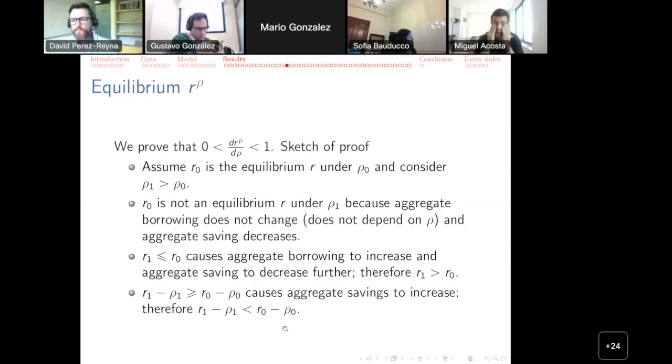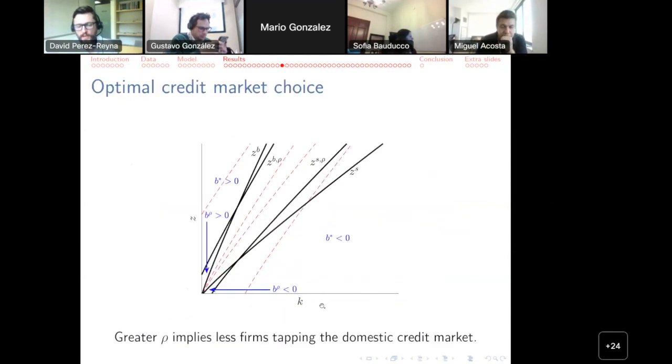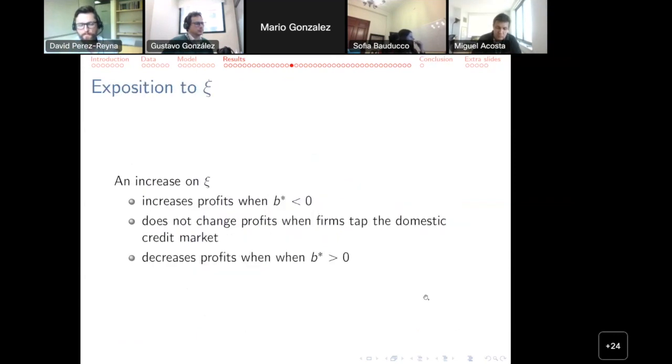Okay, yeah, I was just confused about what happened to aggregate savings, but okay. Great. What is also consistent with rho being financial development is that the market is much smaller. We're finding both fewer firms saving domestically and fewer firms borrowing domestically. So in this case, in terms of exposition to exchange rate, if we're only analyzing which credit market to tap, there are going to be three possibilities of exposition to exchange rate.